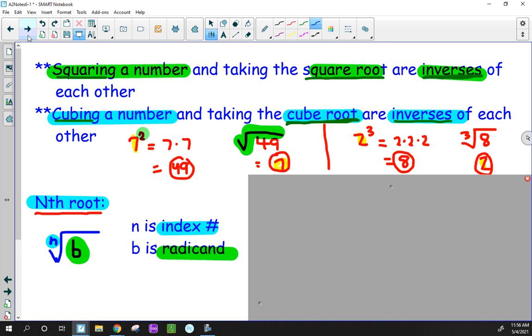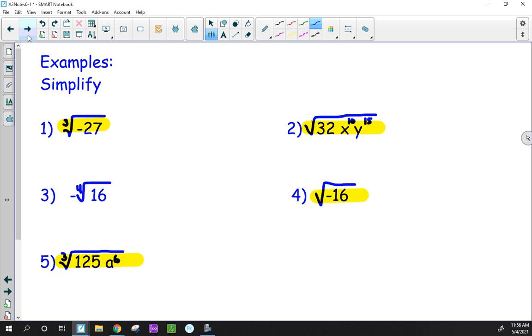Alright, next, we're going to do the ones on the screen right now that are highlighted only. This question is the cube root of negative 27. Index is 3, radicand is negative 27. We're dealing with a cube root though, and not a square root. Cube root means what number times itself 3 times gives you negative 27.